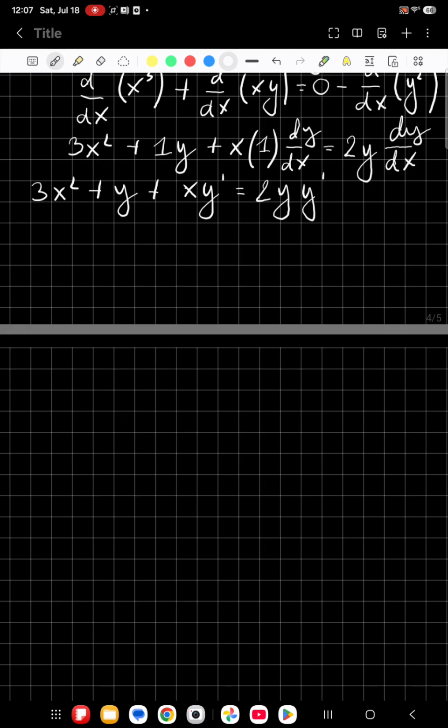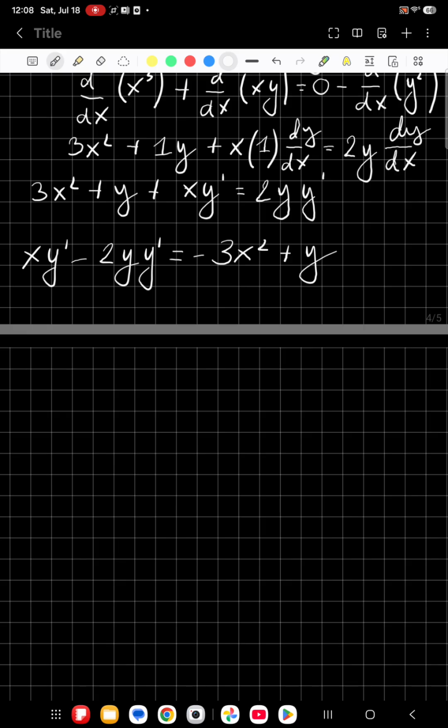So we'll have x y prime minus 2y y prime. And I'm putting the rest of the terms, the terms that don't have y prime, on the other side. There are two terms without y prime, this term and this term, so I put them on the other side. That'll be negative 3x squared plus y.